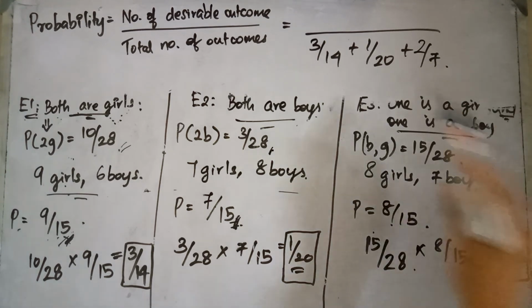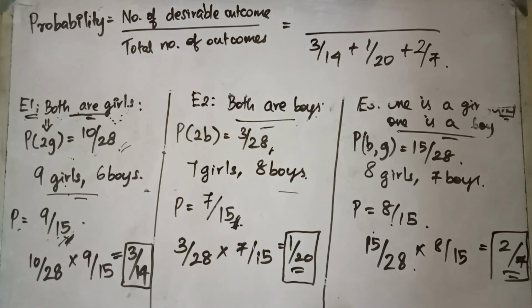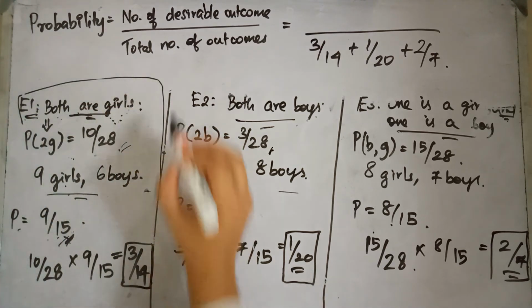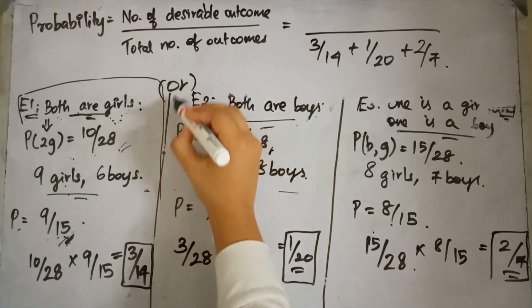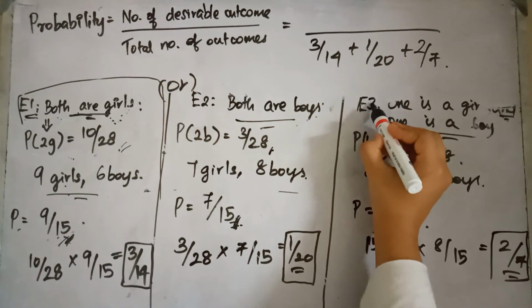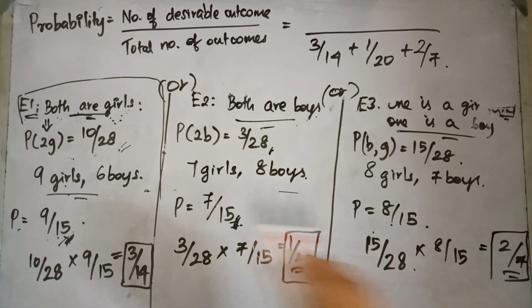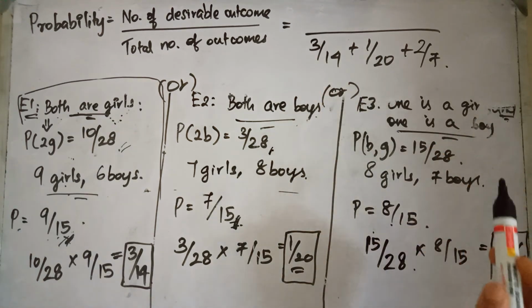Now you could ask me, why is it plus and not multiplication? Why? Because this whole set of events, or this whole set of events, or this whole set of events, any of these three sets of events could happen. It's "or". So we add it.